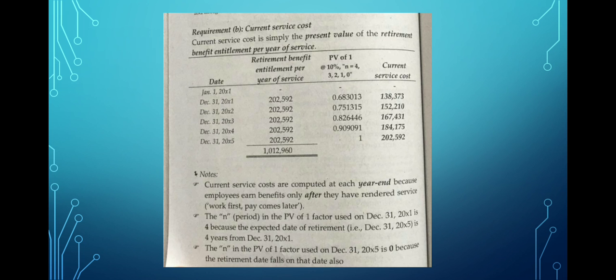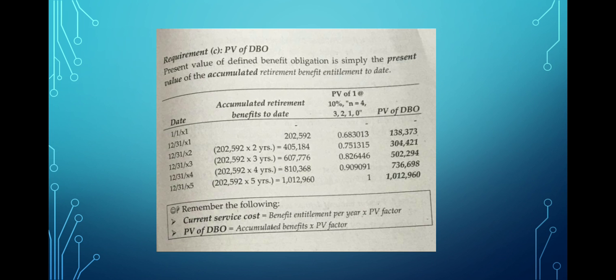And the second requirement, current service cost. Current service cost is simply the present value of the retirement benefit entitlement per year of service. So we have the data here: the retirement benefit entitlement per year of service, the present value of 1, and the current service cost. And maybe this is the last requirement.